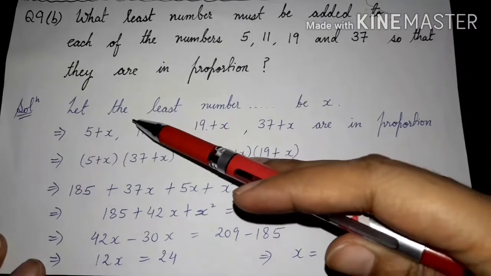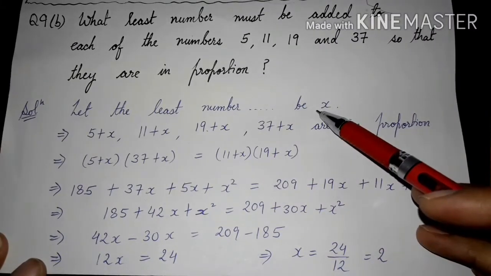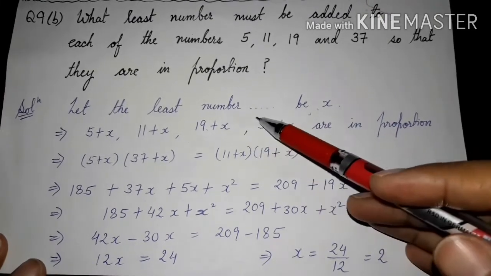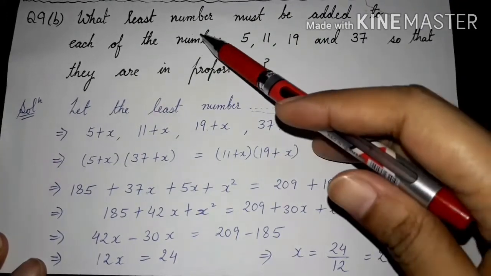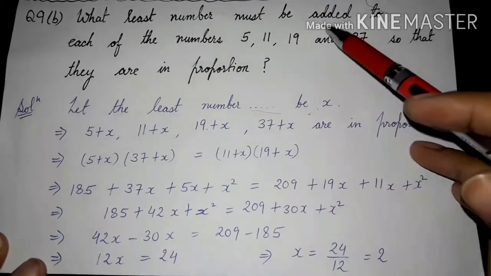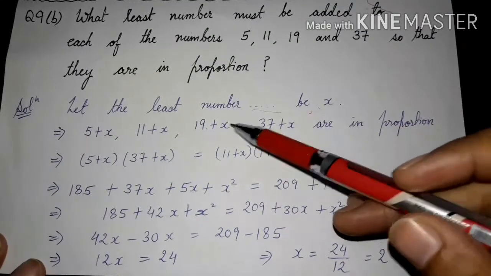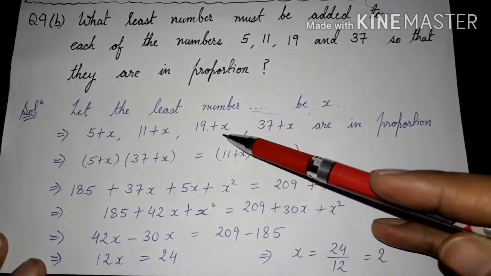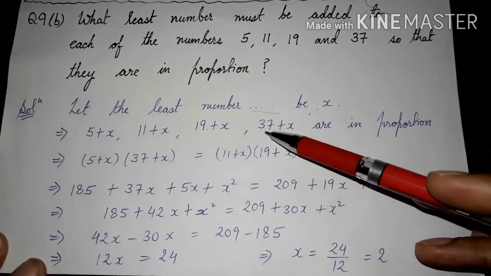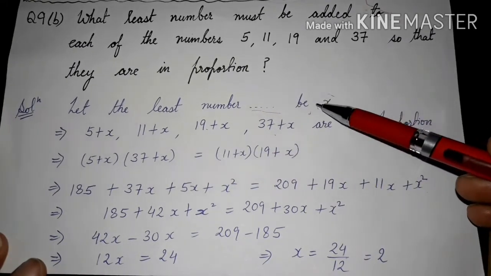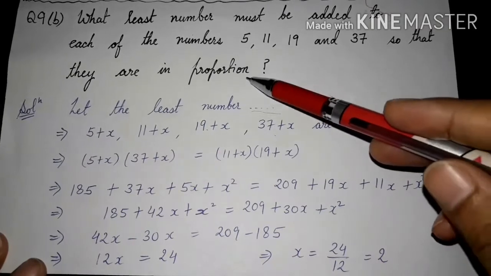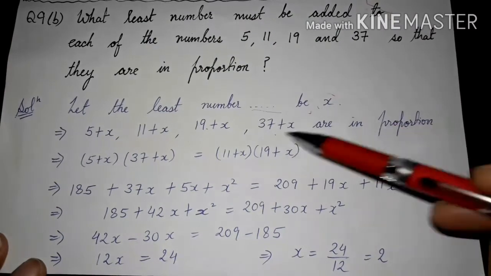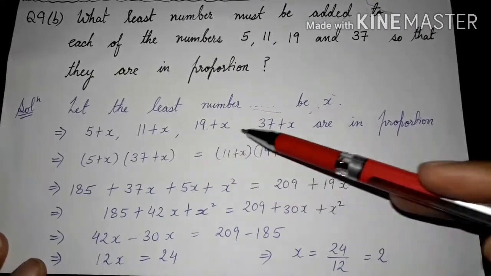So let the least number be x. We don't know what the number is, so we are taking it as x. Let the least number that must be added to these be x. So this can be written as 5 plus x, 11 plus x, 19 plus x, 37 plus x. And since this least number x is added in order to make them in proportion, these numbers are in proportion.